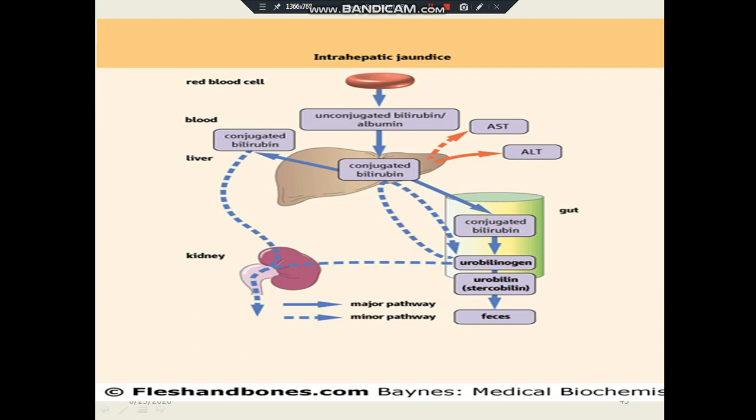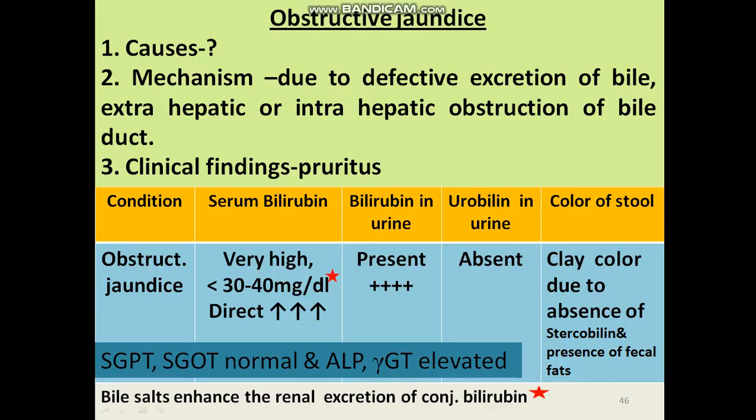Intrahepatic jaundice. What is this? From RBC, the unconjugated bilirubin is released. This binds with the albumin, goes to the liver, and conjugation occurs in the liver. This conjugated bilirubin goes to the kidney, and through the kidney it is excreted with the urine.